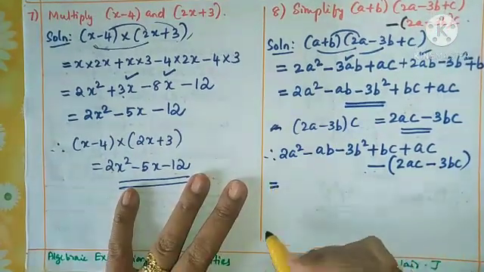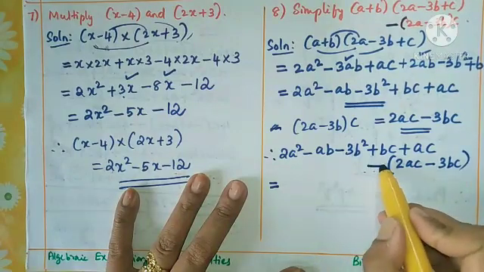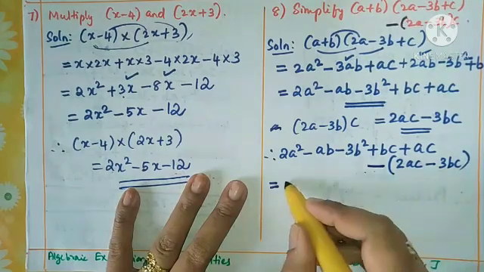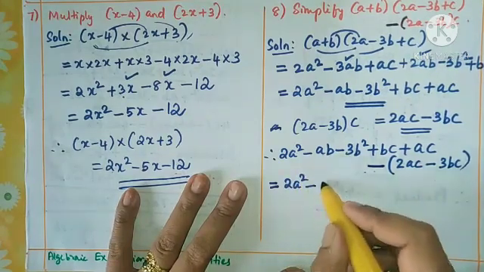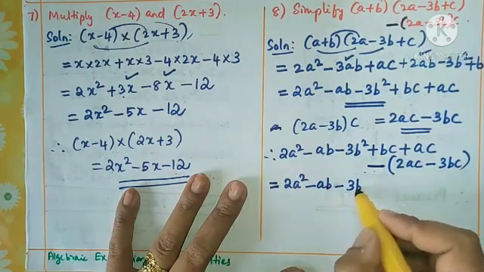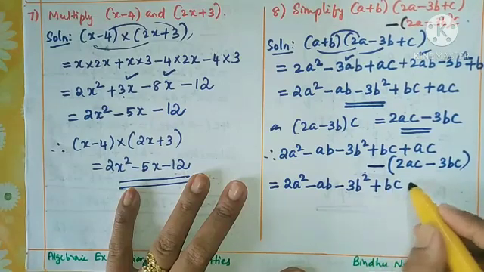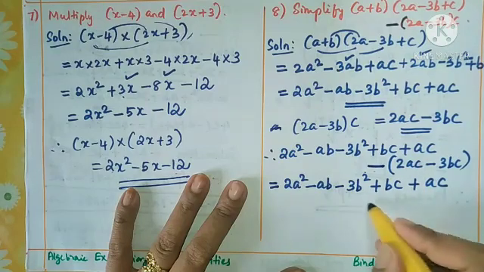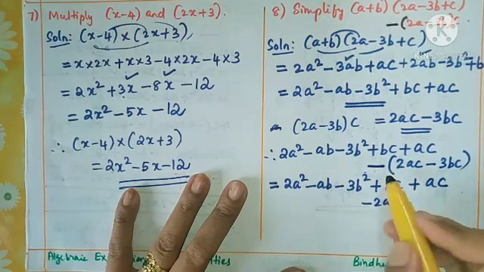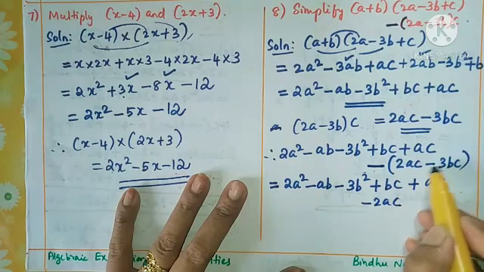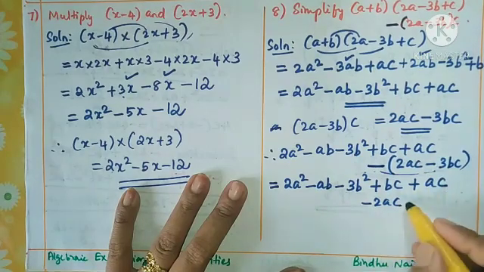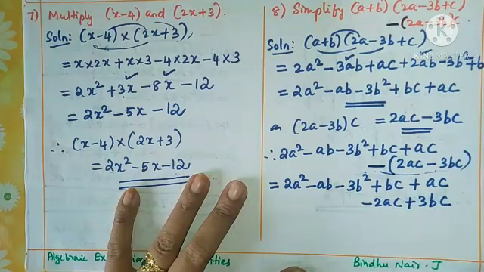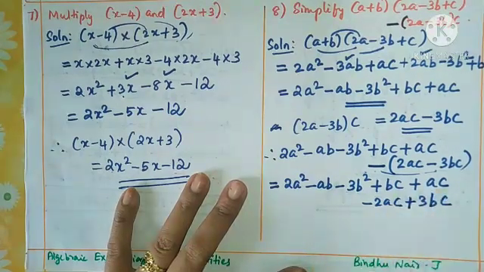Now what you want to do, this is equal to, this minus should be multiplied by these two numbers. Okay. So 2A square minus AB minus 3B square plus BC plus AC. So minus of 2AC, that is minus 2AC, then minus of minus 3BC, minus into minus is plus, and 3BC. Okay, so that is all completed.